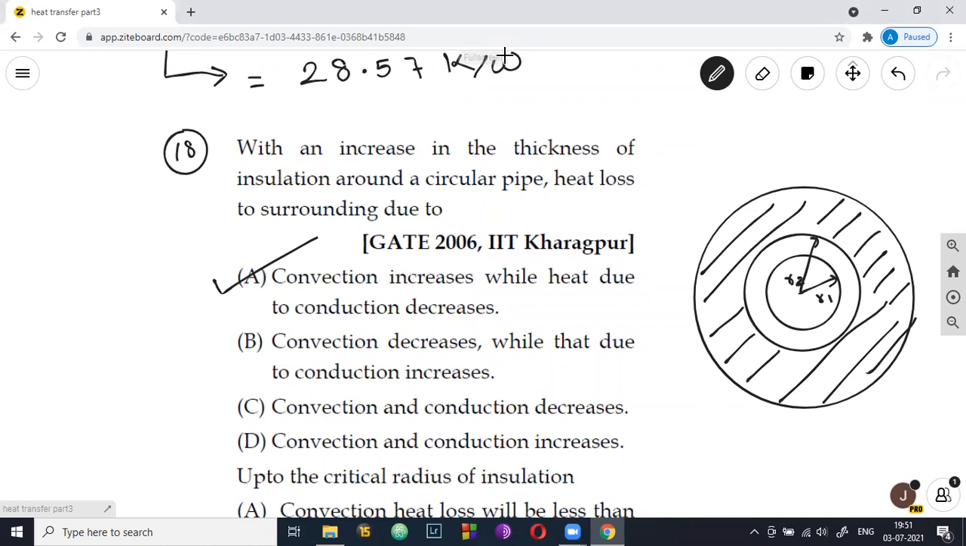Just remember one thing. If there was no insulation, this was my outer surface wall. But because of insulation, my outer surface of the cylinder is now this. So you can see here that obviously the surface area of the cylinder has increased because of insulation. So that's the reason why the outer convection heat transfer increases. But remember one thing, insulator is a material with K value what? Very low. So if K value is low, the conduction heat transfer must decrease.